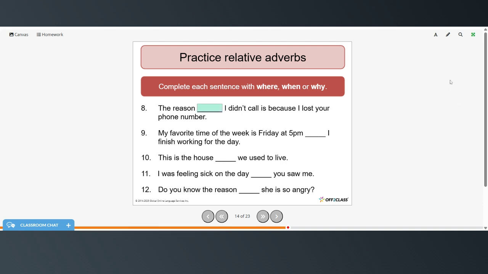So the reason why I didn't call is because I lost your phone number. My favorite time of the week is Friday at 5 p.m. when I finish working for the day. This is the house where we used to live. I was feeling sick on the day when you saw me. And do you know the reason why she is so angry?